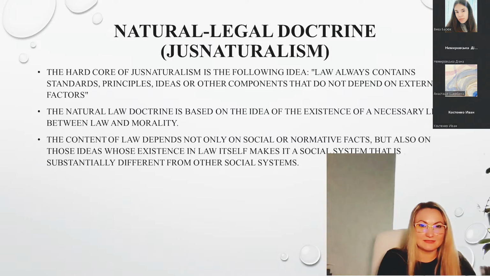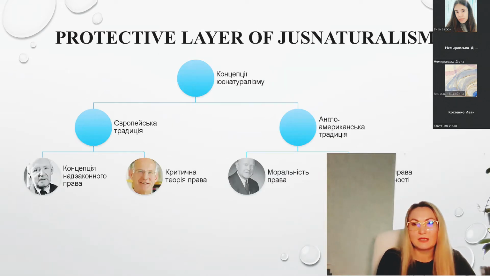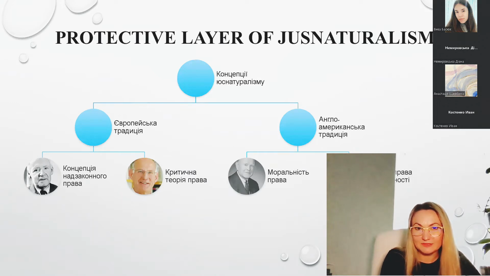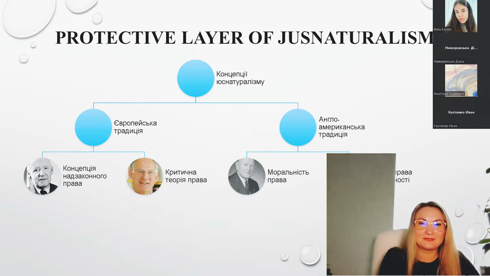I think, again, that you can understand what is legal naturalism. And then I just want to show you the next slide with a protective layer of Jusnaturalism. I want to speak about proponents of legal naturalism and some ideas of legal naturalism. Now you can see some concepts of Jusnaturalism, some European tradition and Anglo-American tradition, some concepts in the sphere of overlaw, critical theory of law, morality of law, and so on. It's just a protective layer of Jusnaturalism. I hope that you know what is a protective layer or what is a layer. Yes or no?